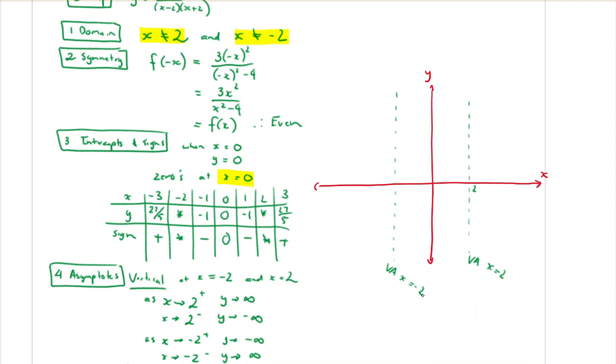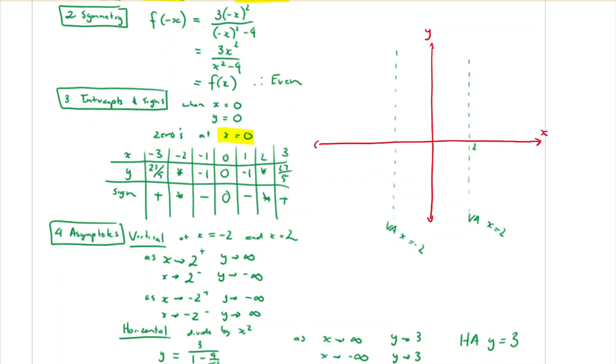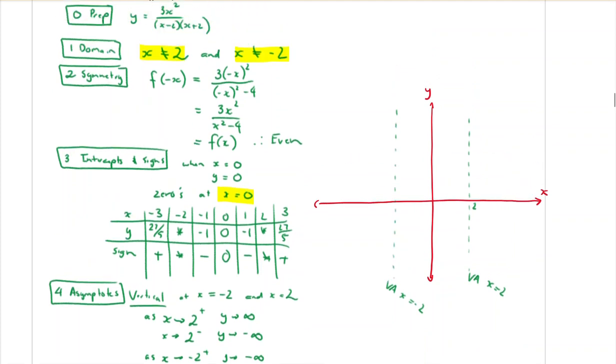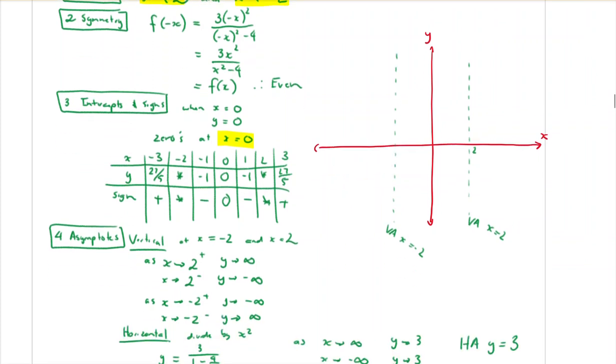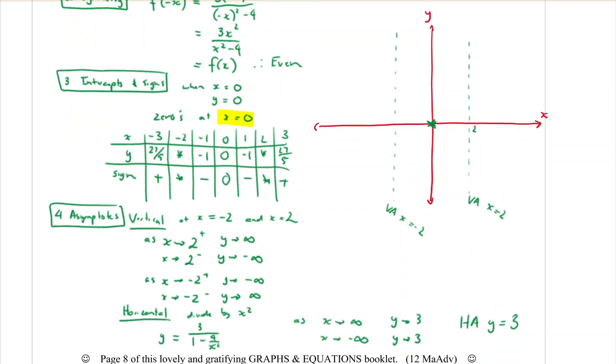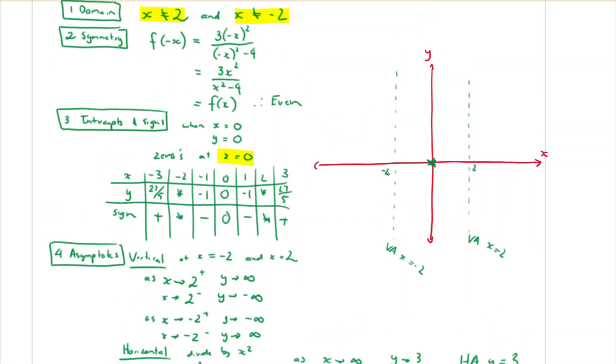Then I have got, what else have I got on there? I've got an intercept at 0, 0. So I'm looking through my list. I will look through symmetry, knowing it's even. Then looking at my intercepts, I have an intercept at 0, 0. My horizontal asymptote is at y equals 3.